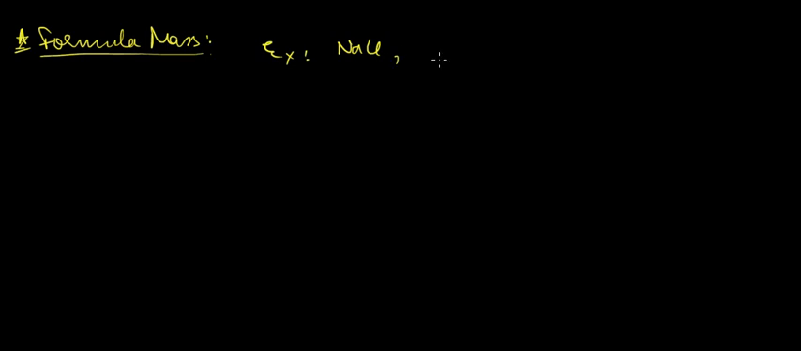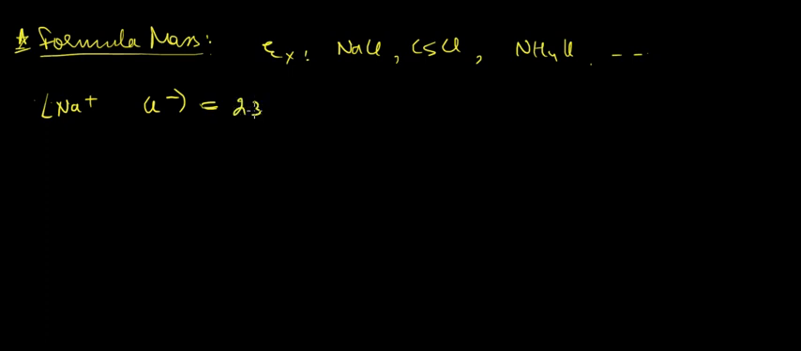Examples of ionic compounds could be NaCl, CsCl, NH4Cl, and so on. So the formula mass of NaCl would contain obviously Na+ and Cl-. So the mass of sodium would be 23 plus the mass of Cl would be 35.5, totaling 58.5 AMU.